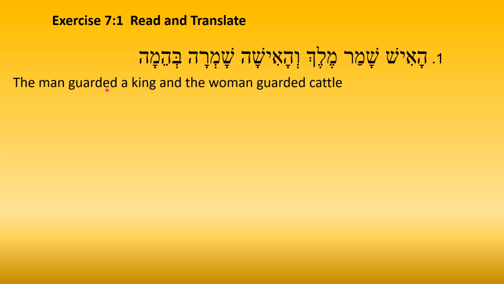And as before, the first thing you want to do is translate that sentence so you can quickly see what you're working with. So, Ha'ish shamar melech, v'ha'isha shamra behema. The man guarded a king, and the woman guarded cattle or an animal. Remember that this is singular.